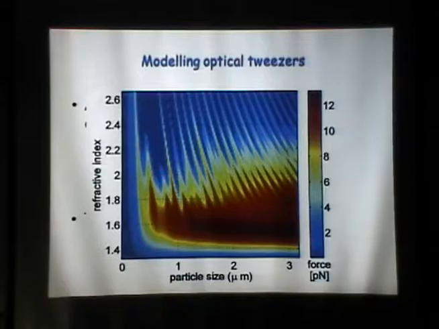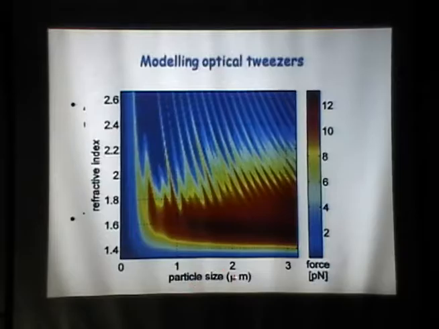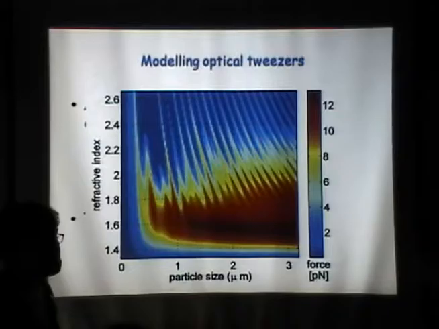However, if we're talking about polystyrene beads or biological cells or whatever, you can see that we can trap them within the very large region of sizes. So this is in microns, so you can see that we can go to much higher. Why do you have this periodicity? Well, because you have interference effects occurring here, and that will cause that.